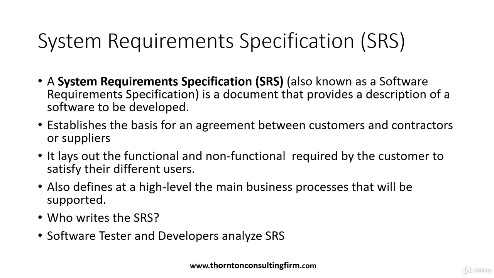So what are system requirements? Well, system requirements are also known as system requirement specification. It is a document that provides a description of a software that is to be developed or enhanced. It establishes the basis for an agreement between the customers and the contractors or the suppliers. It lays out and details the functionality and the non-functionality that is required for the customers as well as its users. It also defines at a high level the main business processes that are to be supported.